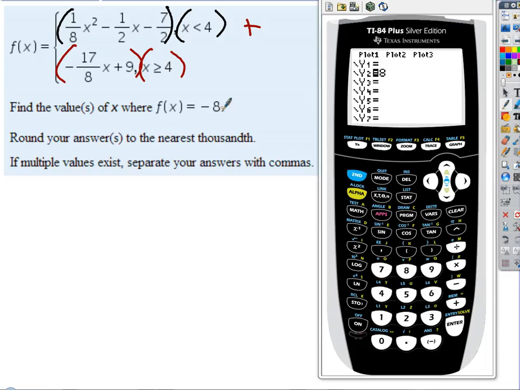Wait, why is that one? Say it again, why -8? Because that's what it says right there. Do you have to put a comma between it? No, up here you put a plus sign. You're actually adding the first piece. What it's telling the calculator to do is graph that function on that domain plus that function on that domain.